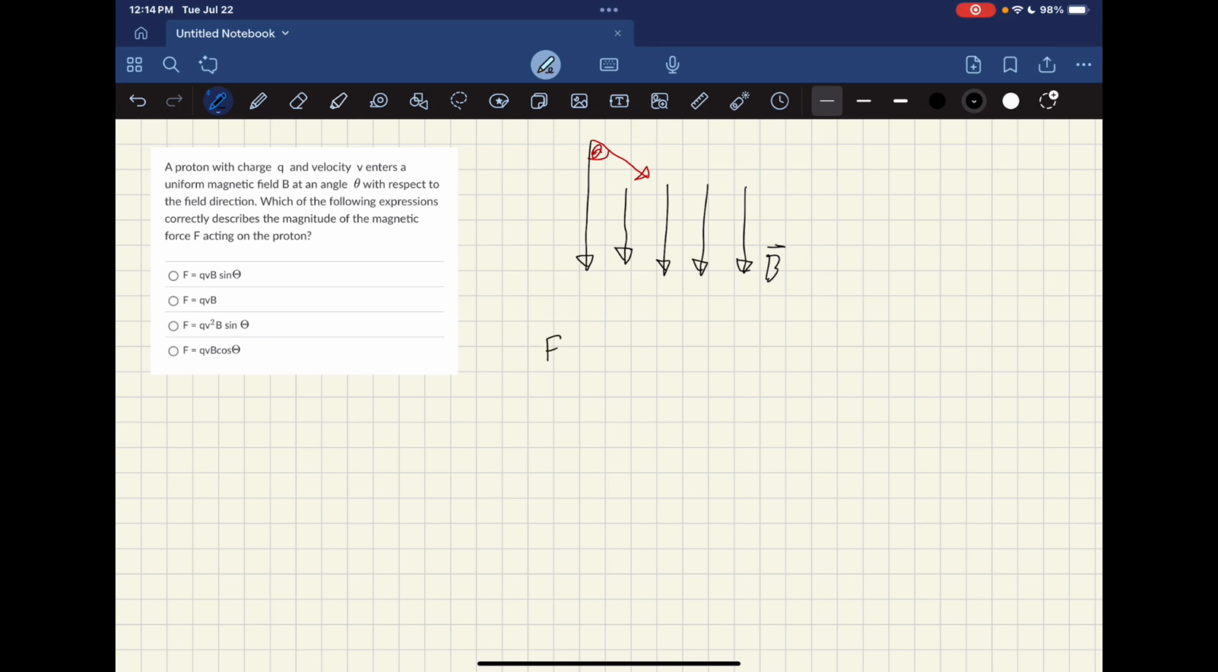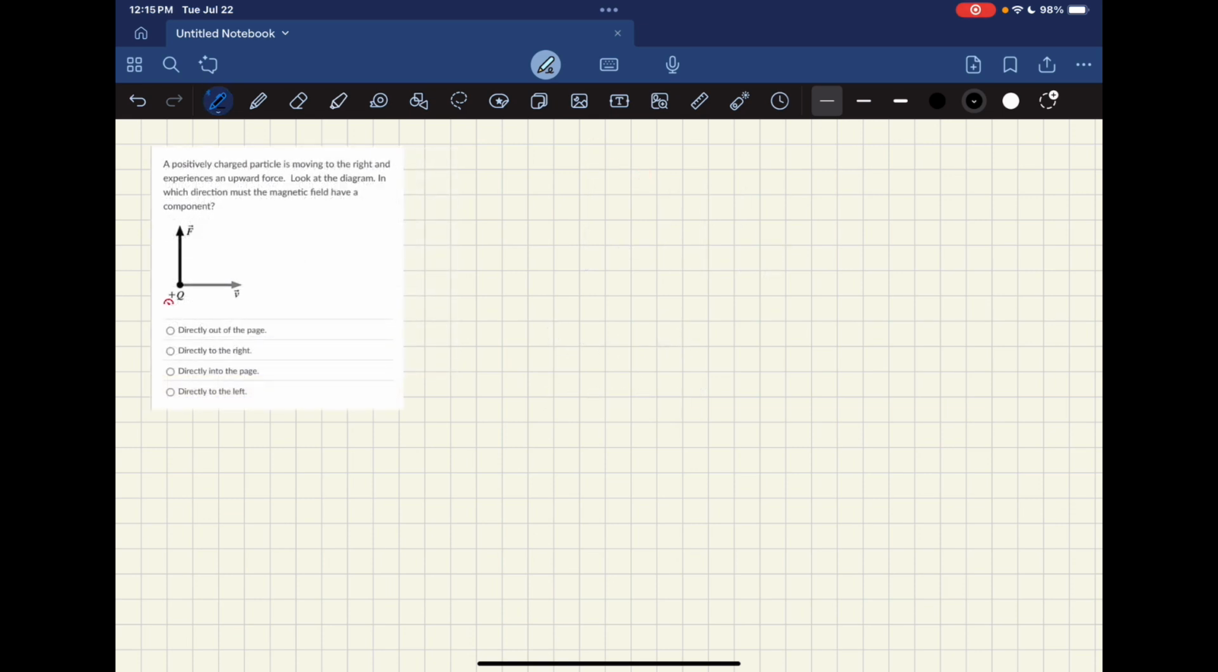So we have F equals QV crossed with B, or F equals QV, this is a vector, B sine theta. And that is this first option right there. So now we have a positively charged particle moving to the right, and it experiences an upward force. And then it gives us a diagram. So let's see the right-hand rule in action here.